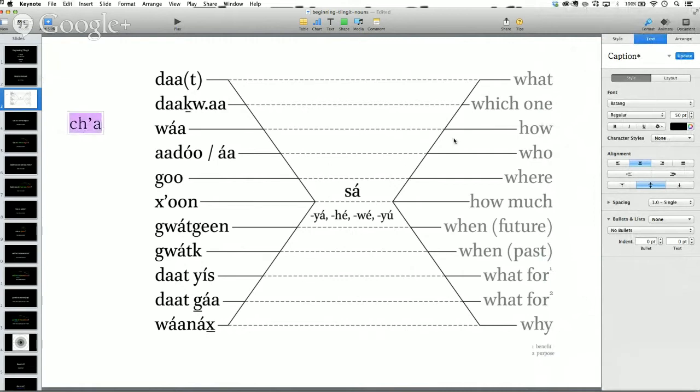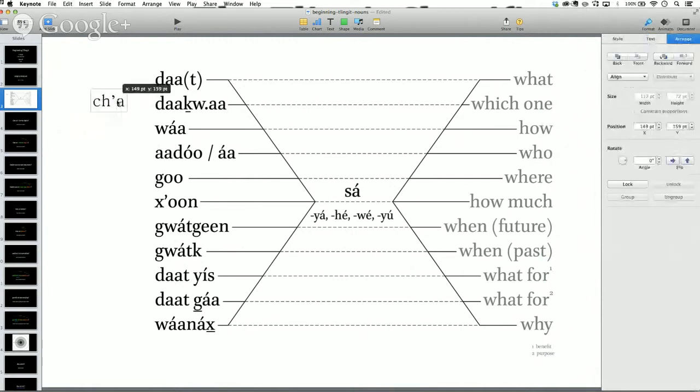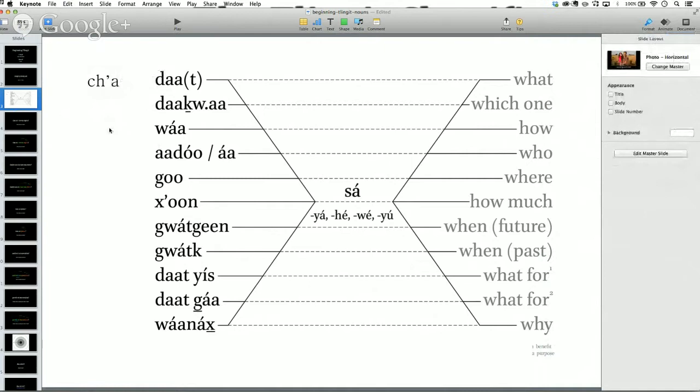This is what we're looking at here. So if this just goes in front of any of these, cha wasa would mean however, any old way. Maybe you're asking somebody to do something and they'll say, well, how do you want me to do that? You'd say, cha wasa, like whatever way.